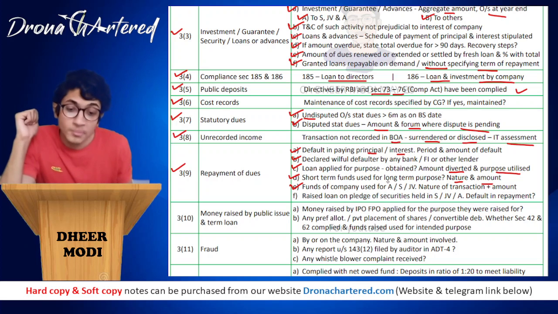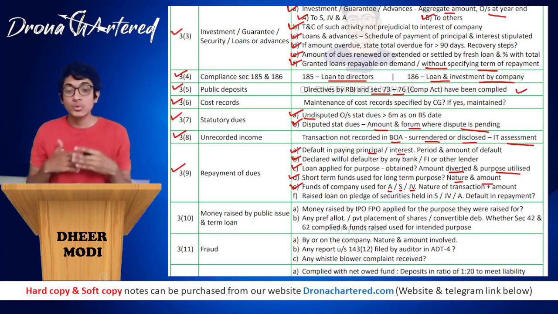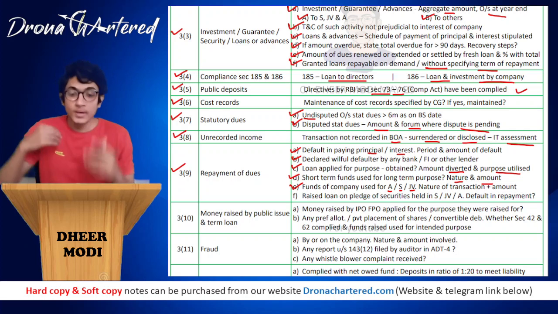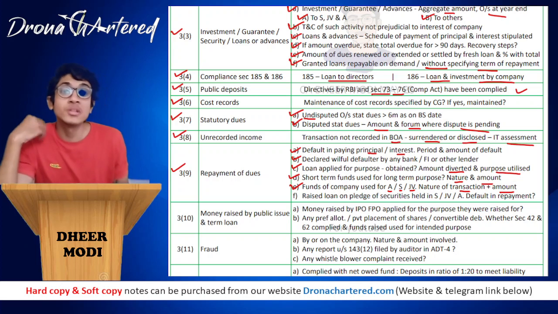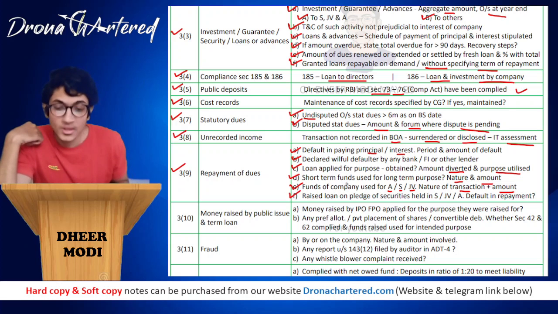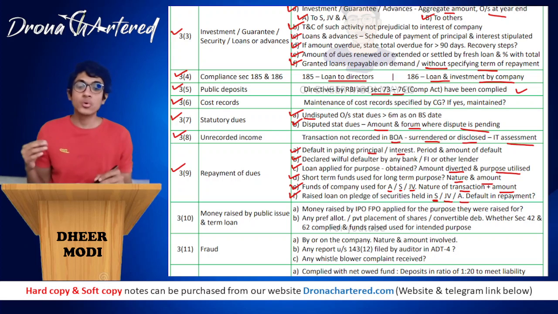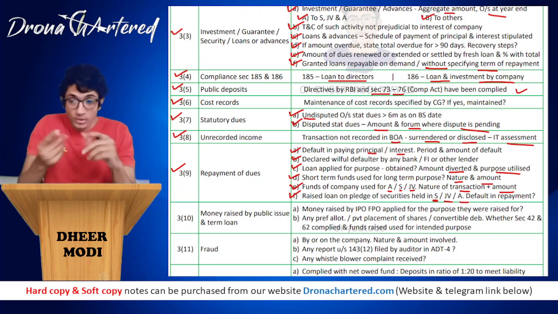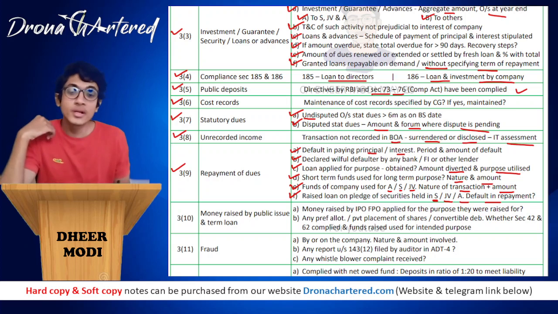It talks about funds of companies used for associate, subsidiary, or joint venture. That is, funds of my company have been used for my associate, my subsidiary, or my joint venture. In such a case, nature of transaction, that is for what purpose I have used and how much of the amount has been utilized. Next is raised loan on pledge of securities held in, say, your subsidiary, joint venture, and associate, and any default in repayment. So, if you have raised any loan on pledge of securities of your subsidiary, your joint venture, or your associate, then in such a case, has there been any default in repayment?